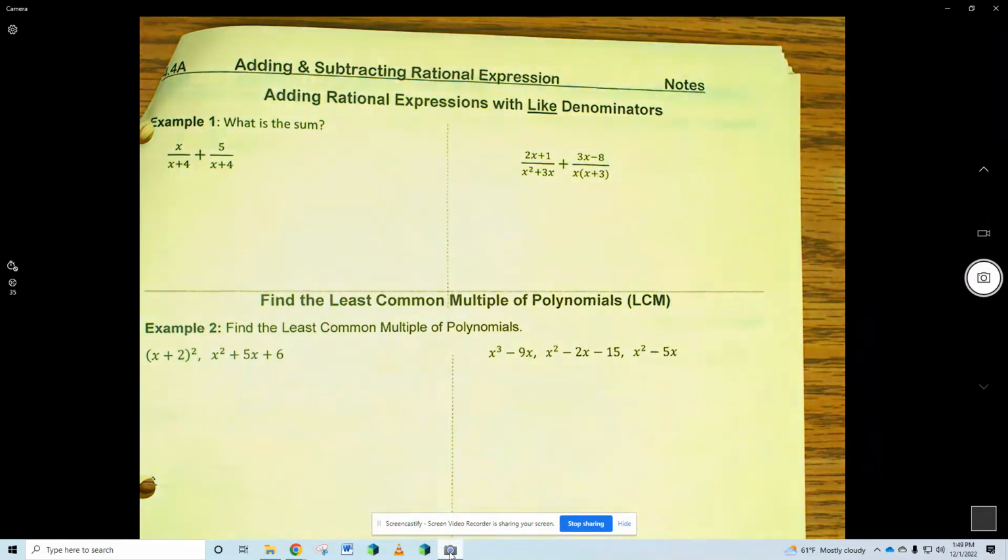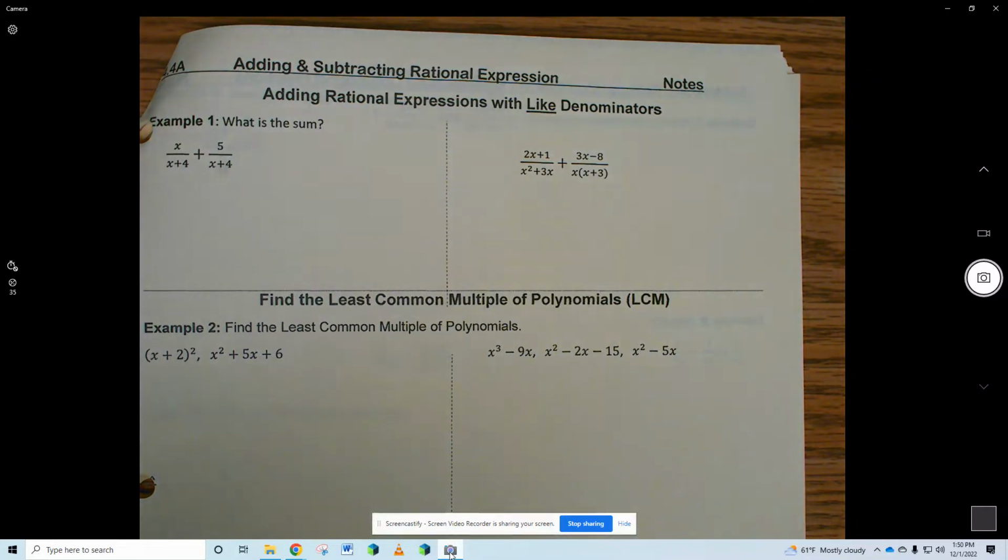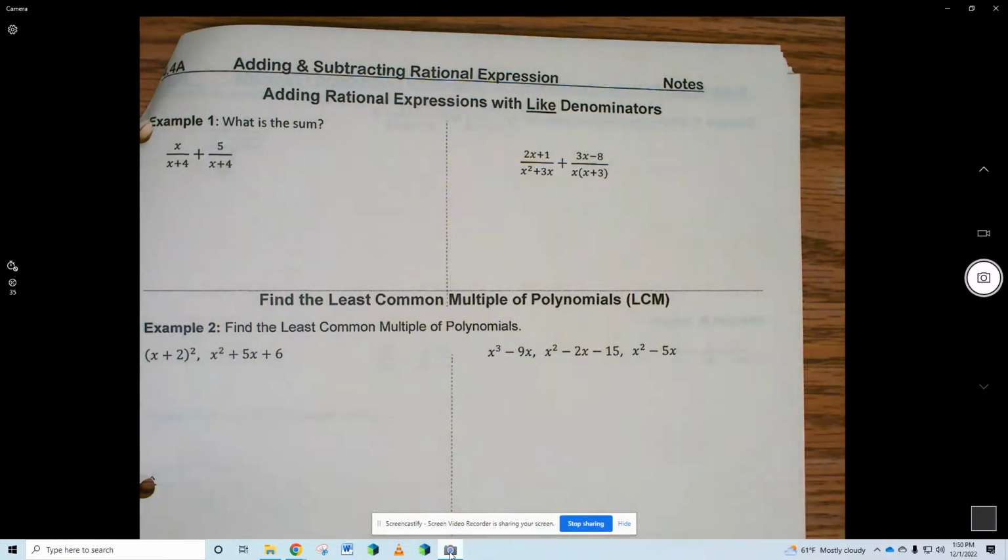The first two are nice because they have the same denominator. So in your groups, can you do number 1 and number 2 with your people? Go ahead, talk, work on them. I'll give you 4 minutes. Go ahead.